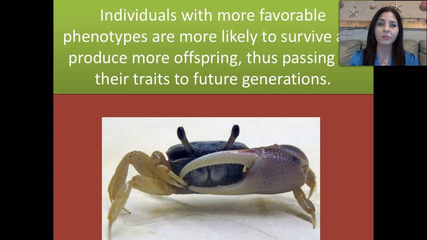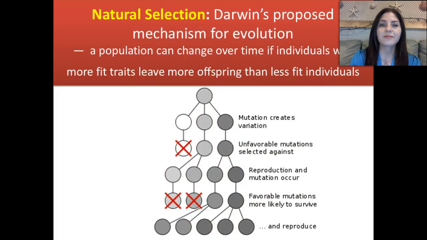Individuals with the more favorable phenotypes are more likely to survive and to produce offspring, thus passing on their traits to the future generations. Like this attractive crab man. He passed on his huge crab claw to the future generations. Natural selection. This was what Darwin proposed as the mechanism of evolution.